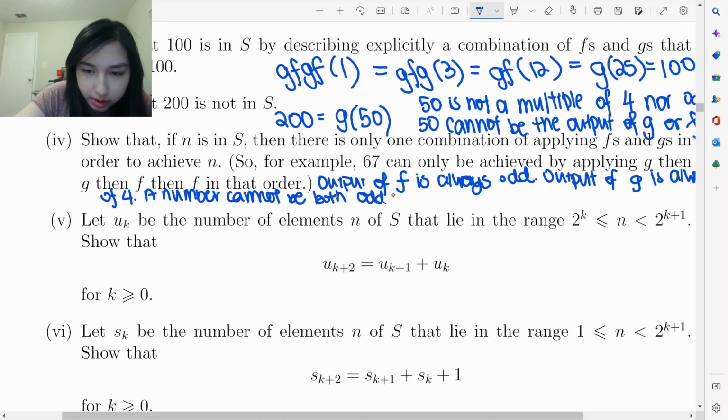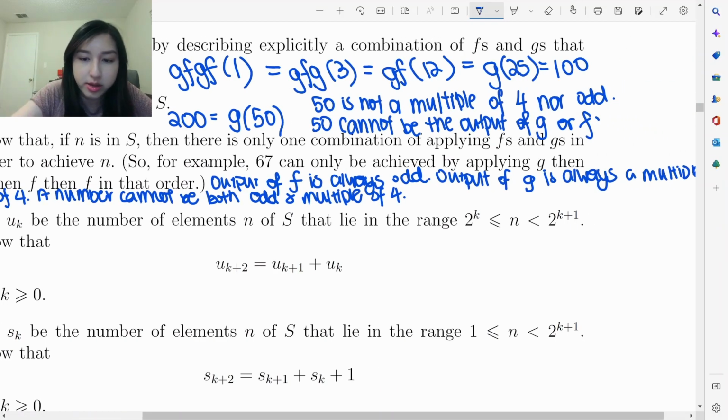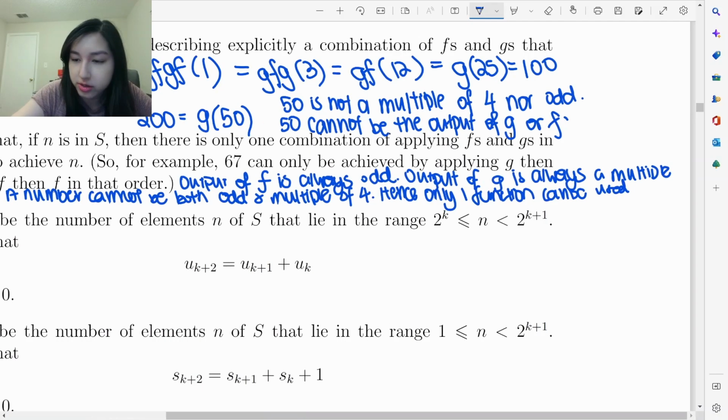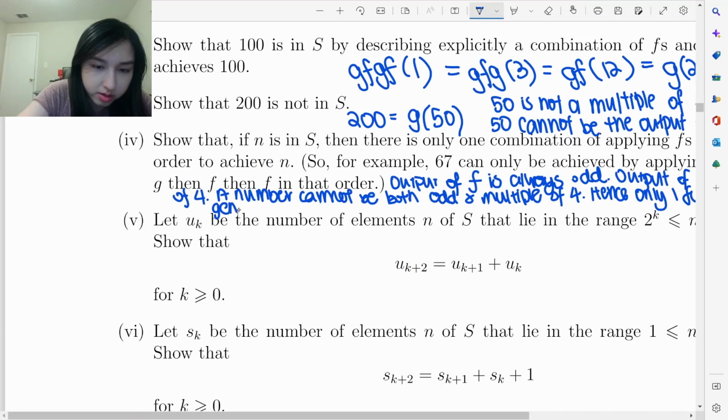Both odd and a multiple of 4. Hence only one function can be applied at a time. One be used to create it. Actually, there's a better way to generate the number.